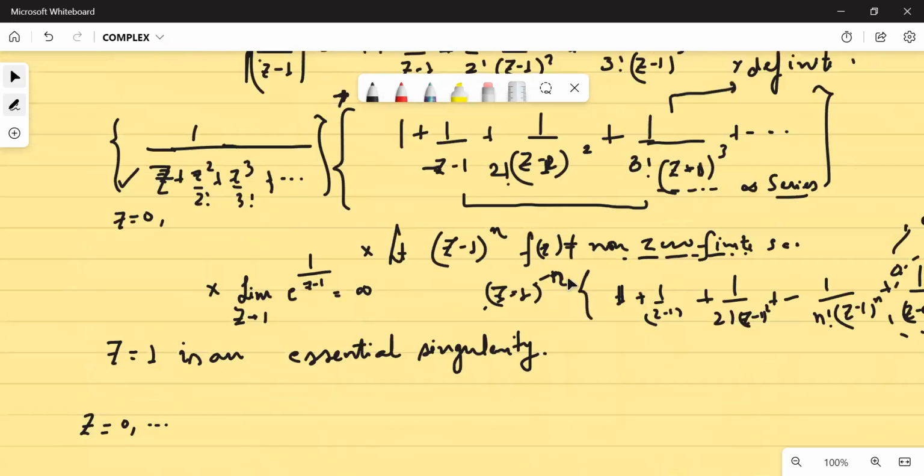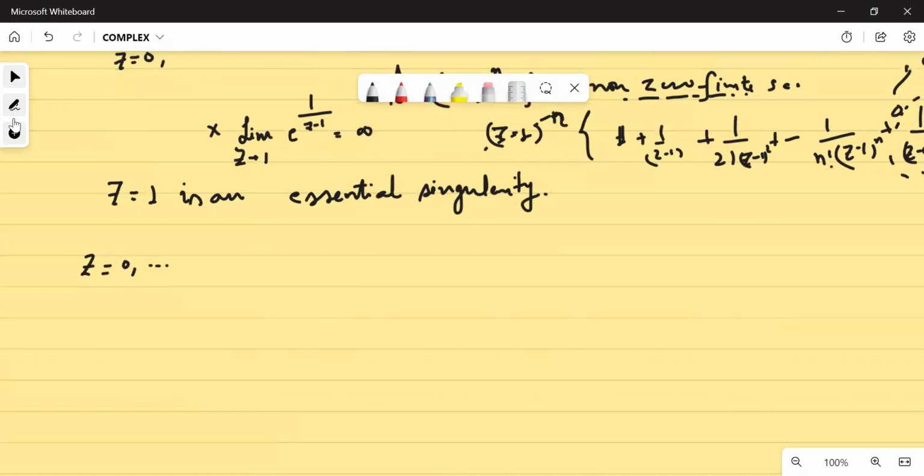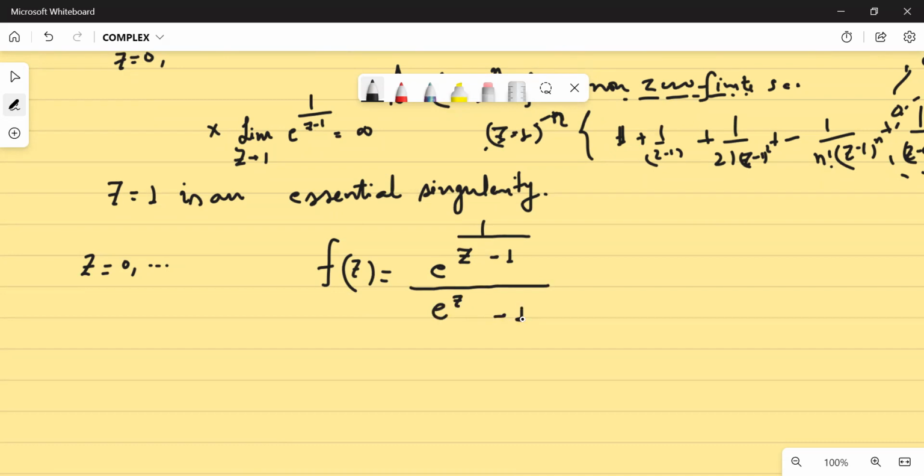So again, coming back to the original function, f(z) is equal to e raised to power 1 upon z minus 1, upon e raised to power z minus 1. So another kind of singularity would arise from this portion: e raised to power z equal to 1. This kind of singularity will arise from this portion.